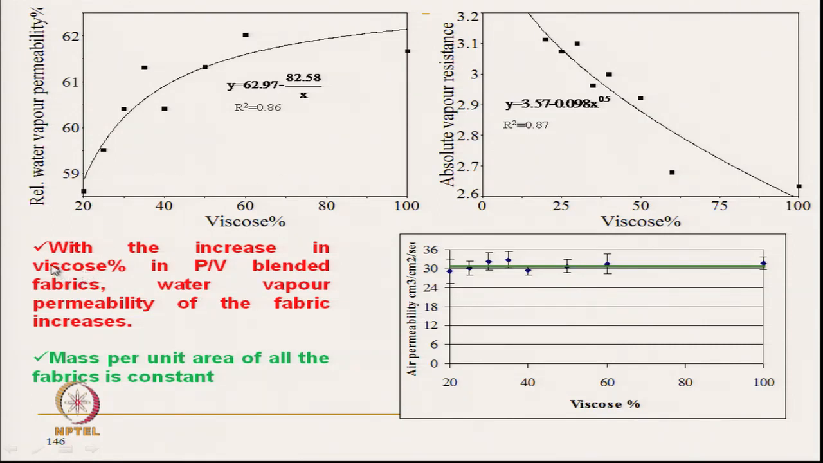So, with the increase in viscose percent in PV fabric, polyester viscose blended fabric, the water vapor permeability of the fabric increases, and the mass per unit area of all fabrics is constant. Their porosities are constant, the pore structures are constant. That means if we see the same fabrics with air permeability, they have almost the same air permeability. There is no change in air permeability, which shows that the open cover factors of the fabrics are the same. The pore structures are the same, so this is not directly related to the air permeability.